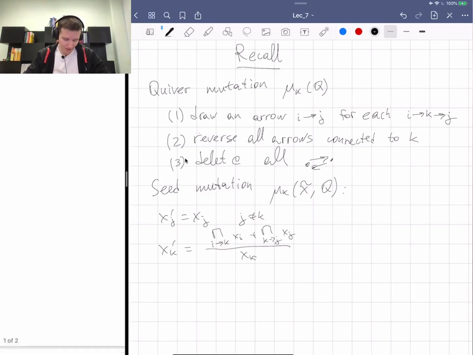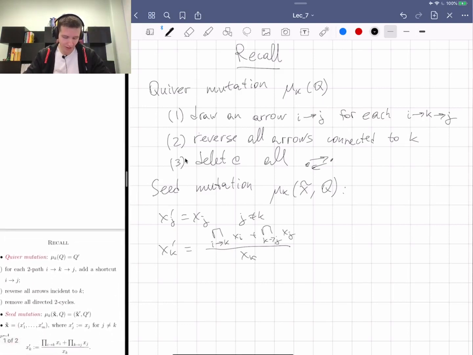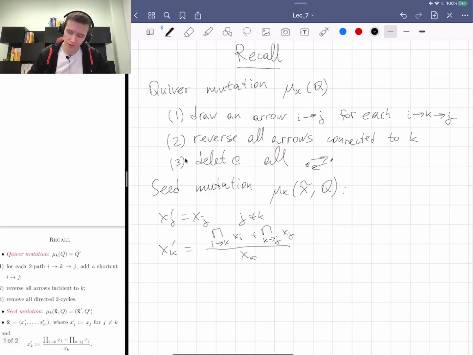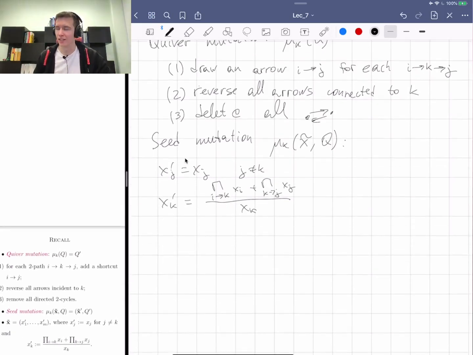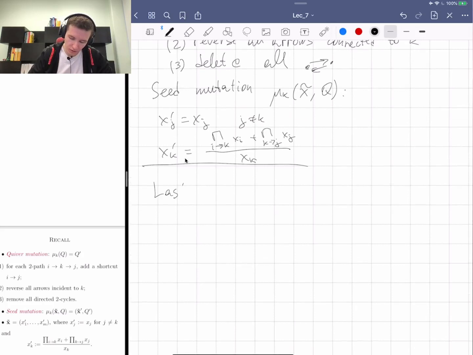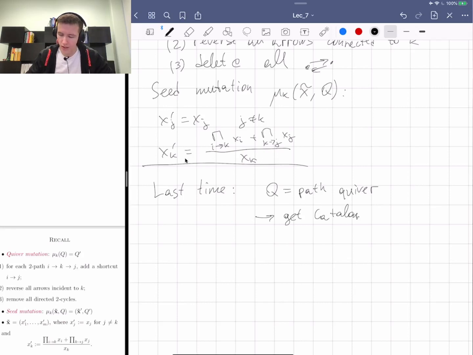Okay, thank you. Yes, that's great. Okay, so I need to say one more thing, which is that last time I got asked a question. Last time I mentioned that if Q is a path quiver, and you mutate in all possible ways, you get Catalan many other quivers, if you just do all possible mutations.